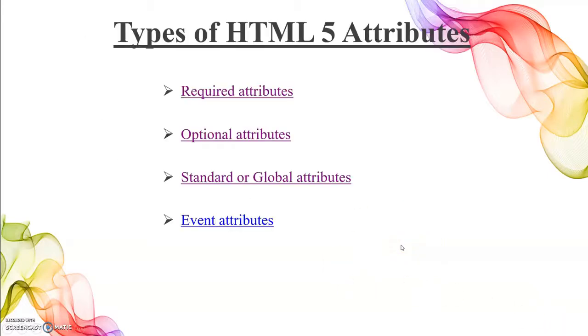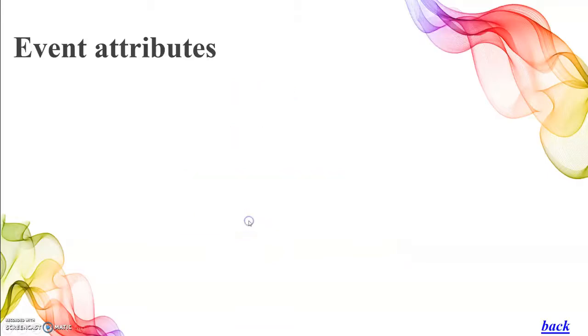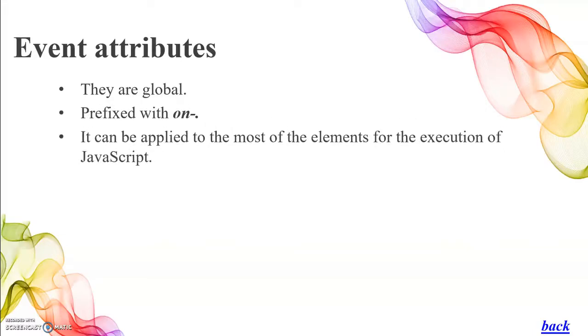Last category of attributes are event attributes. Event attributes are global. They are all prefixed with on, that means start with on. They can be applied to most of the elements for the execution of JavaScript.